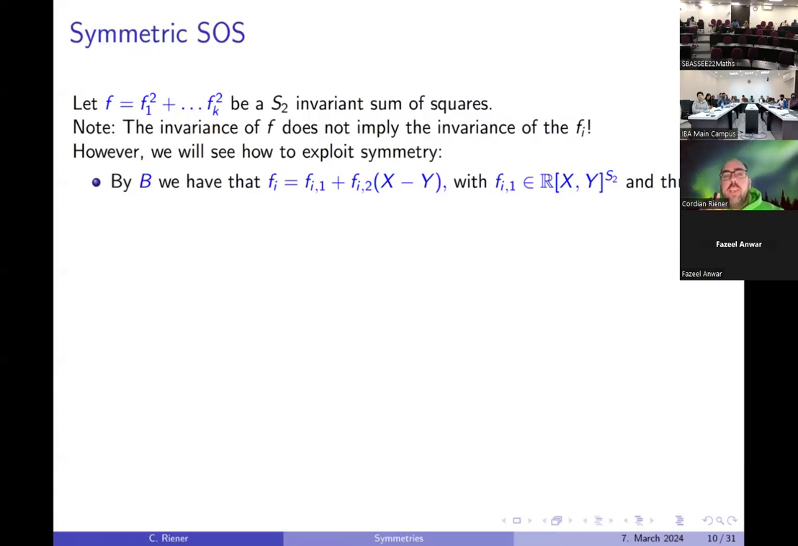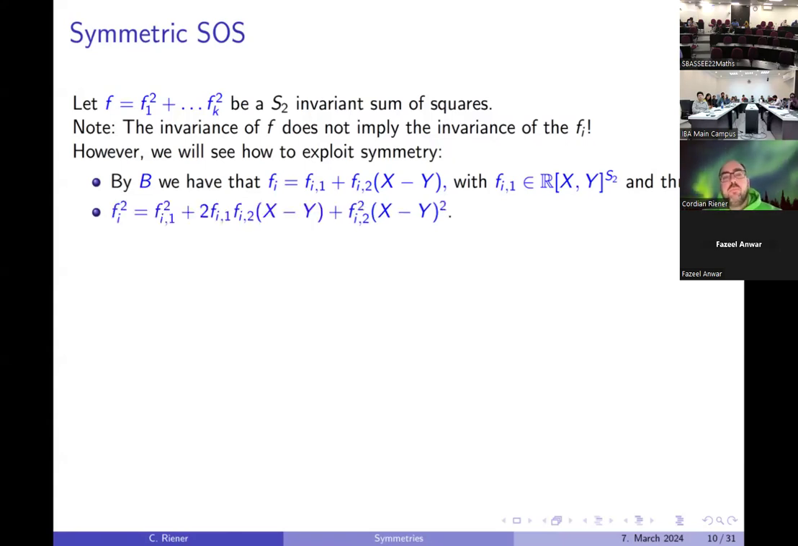So by fact number B, we can start by saying, okay, well, fi is not invariant, but every fi can in fact be written as fi1 plus fi2 times x minus y for some symmetric polynomials. So it's not a symmetric polynomial necessarily, but it has these two symmetric polynomials attached to it in a way that it can be uniquely written as this linear combination that you see here.